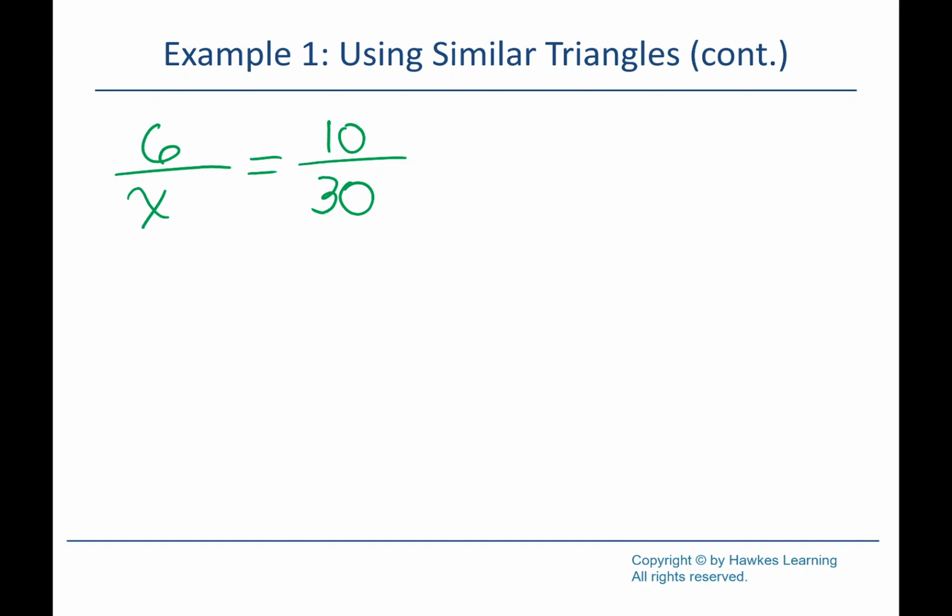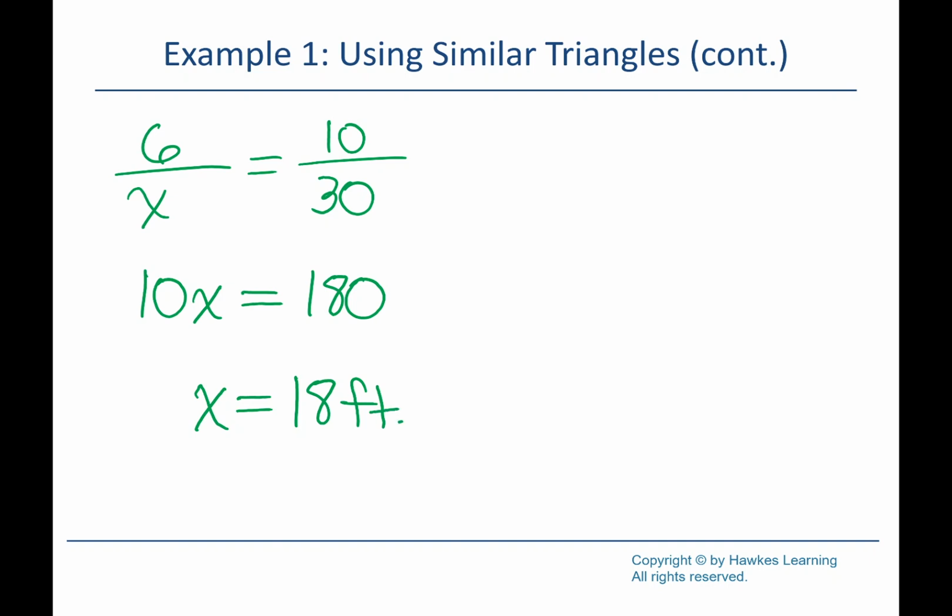Okay, so then when we have a proportional equation, what do we do? Cross multiply. So I like my x being on the left side, so I'm going to do x times 10 first. 10x. And then 6 times 30 is 180. Divide both sides by 10, so x is 18 feet. How tall is our tree? 18 feet tall.